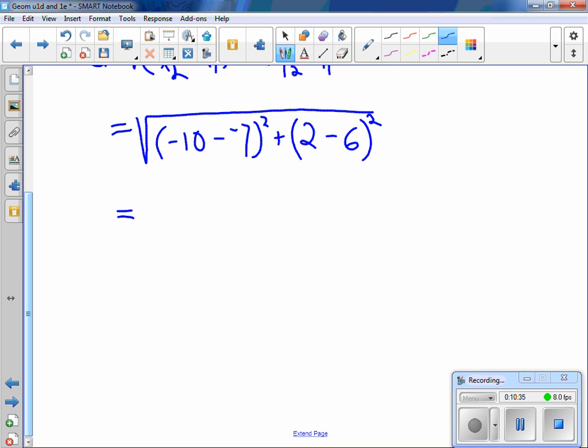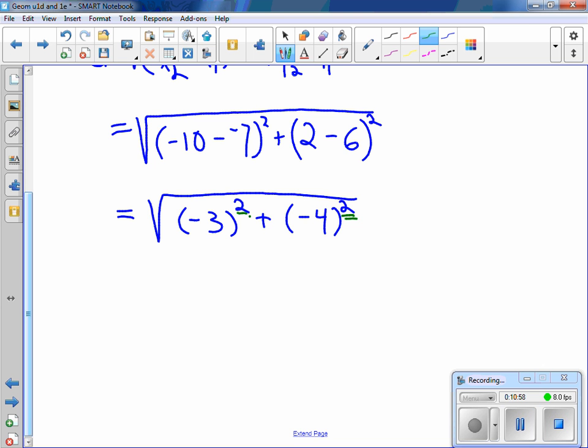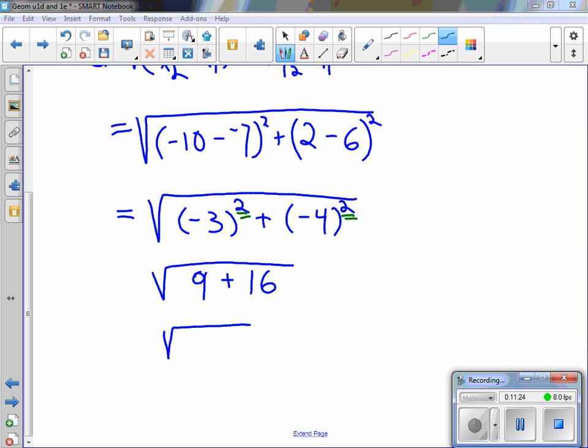So negative 10 minus negative 7 is going to give me a negative 3. Don't forget my square sign. And 2 minus 6 is going to give me a negative 4. And remember I said we can't have negative numbers underneath our radical sign? That's why it's important to always make sure we don't forget this square, because we're going to be multiplying negatives by themselves, which means these negative signs end up going away. So negative 3 squared is a positive 9. Negative 4 squared is 16, positive 16. We add those two together, 9 plus 16, and we get 25. So luckily for us, the square root of 25 is a perfect square. So our distance is just equal to 5.